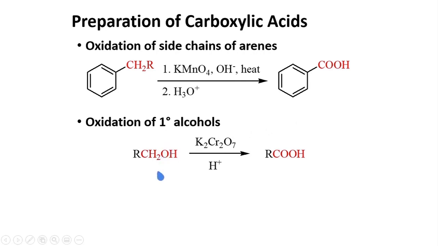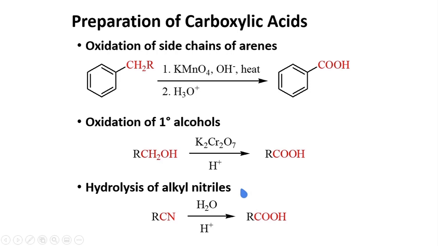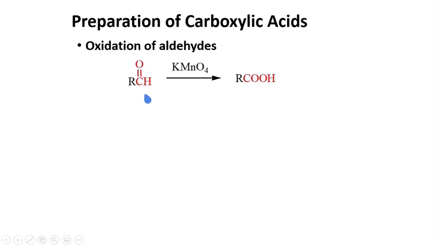You can oxidize primary alcohols using potassium dichromate or chromium trioxide or potassium permanganate. You will get carboxylic acids. Nitriles can be hydrolyzed in acidic or basic conditions to form carboxylic acids. Aldehydes can be oxidized as well to carboxylic acids.